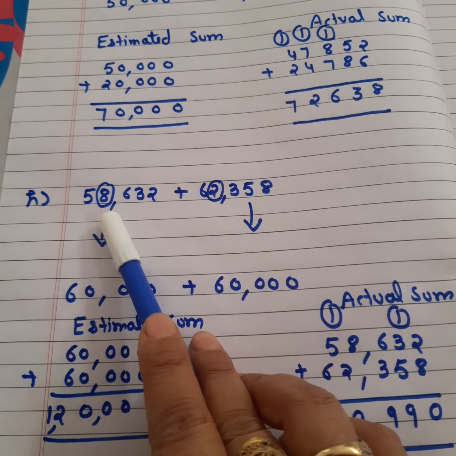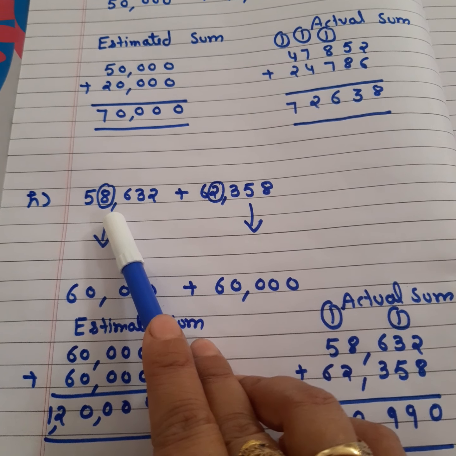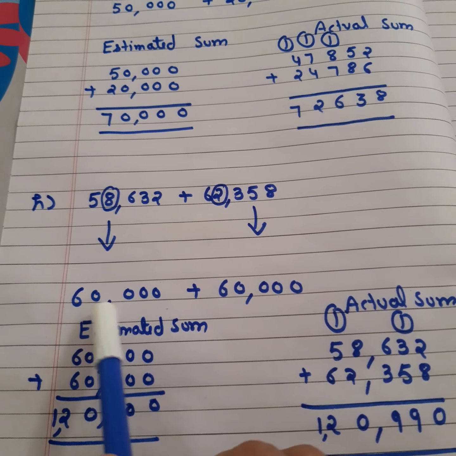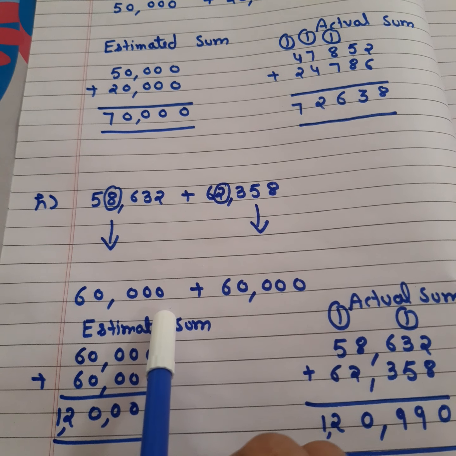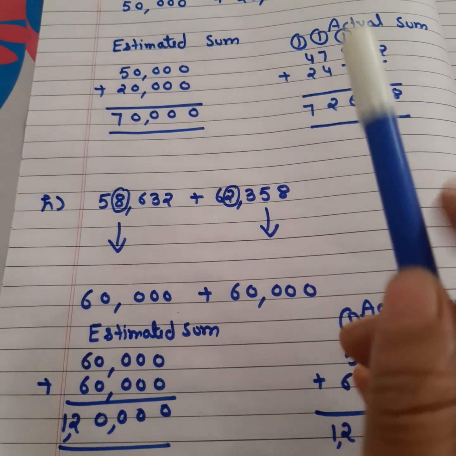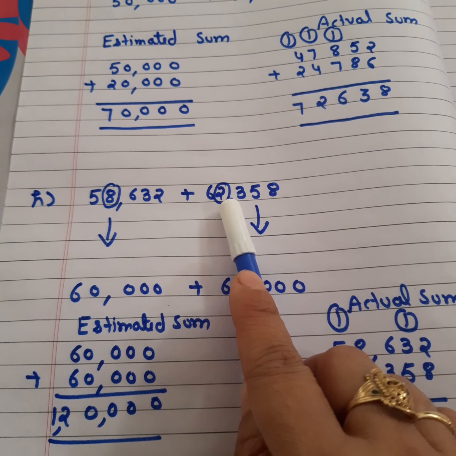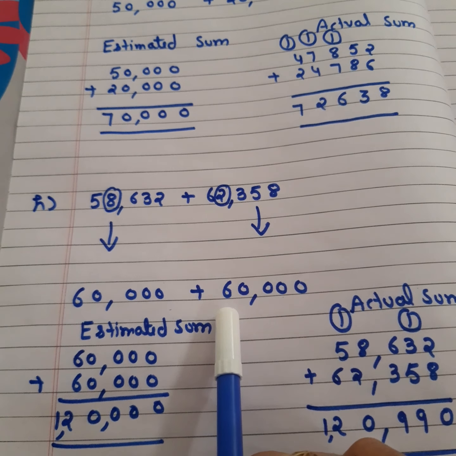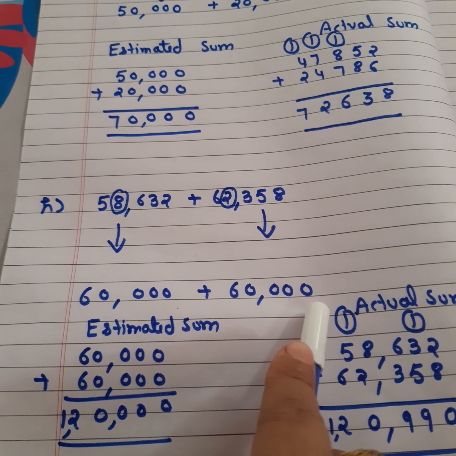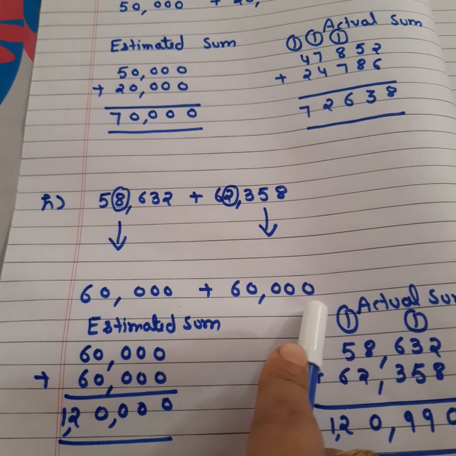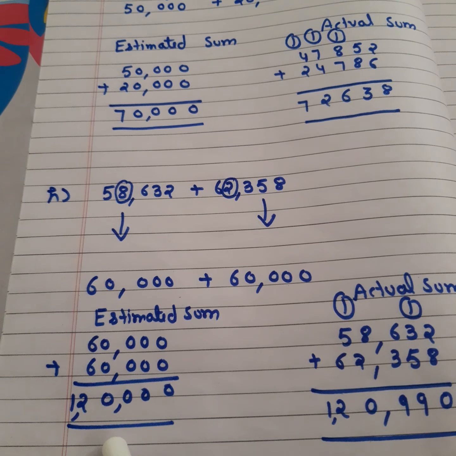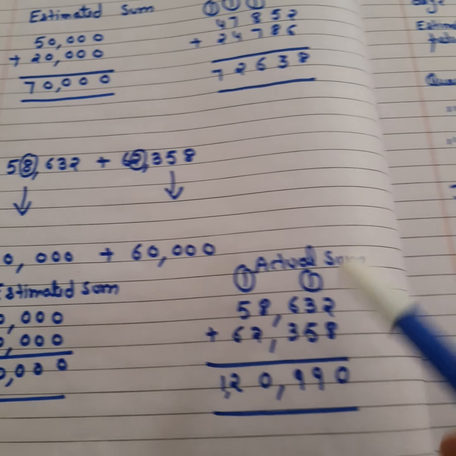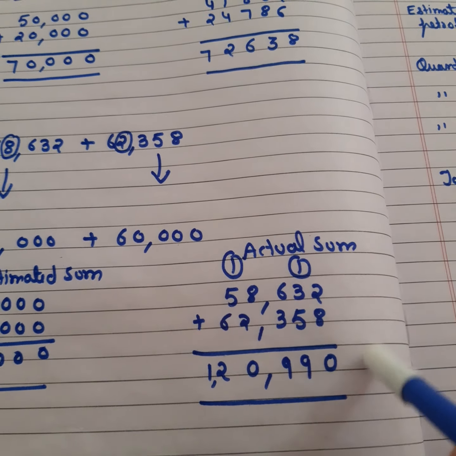See, at the thousands place, the number is 8, which is greater than 5. So 5 will become 6 at the 10,000s place, and the rest of the places will be replaced with 0. Same here, at the thousands place, I am having 2, which is less than 5. So 6 will be as it is, and the rest of the places will become 0. Clear? So just add them. You will be getting your estimated sum as 1,20,000, and if I calculate my actual sum, it becomes what?